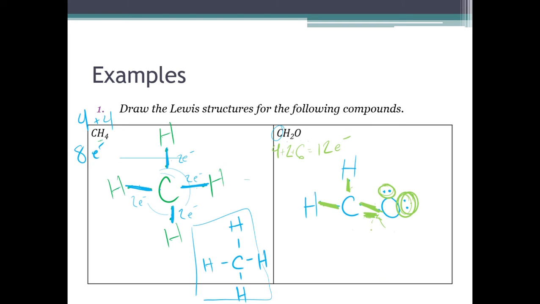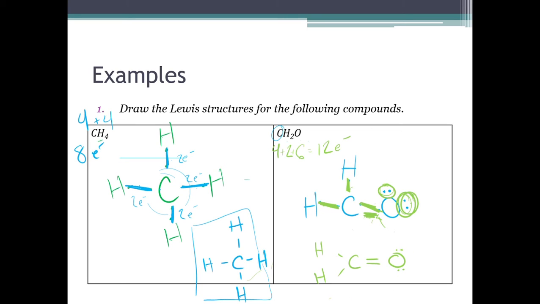I have sort of made a mess of this, so I'm going to go ahead and redraw it a little neater. Carbon in the middle, bonded to a hydrogen, and then a double bond to this oxygen, which also has 2 lone pairs. So this is what your end result should be. We've got 2 single bonds, 1 double bond, and 2 lone pairs in this structure.